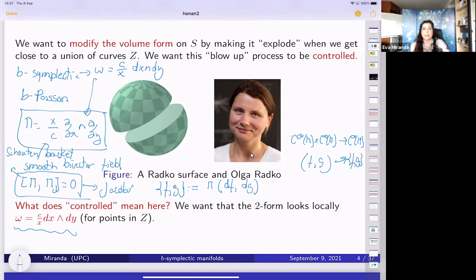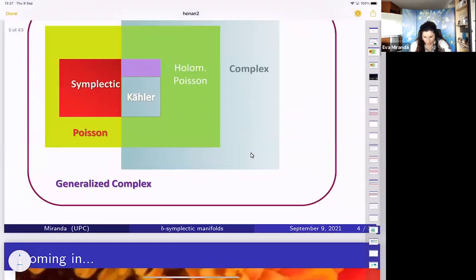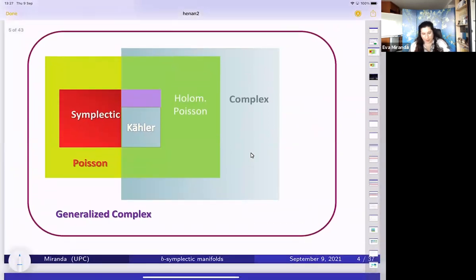These structures were studied in the case of surfaces by Olga Radko, who is here in the picture. And indeed, that was her PhD thesis: to completely understand the Poisson geometry of a surface that has this kind of singularities. This kind of singularities here I call controlled. I'm going to give a proper definition, and controlled is going to be equivalent to transversality in geometry.